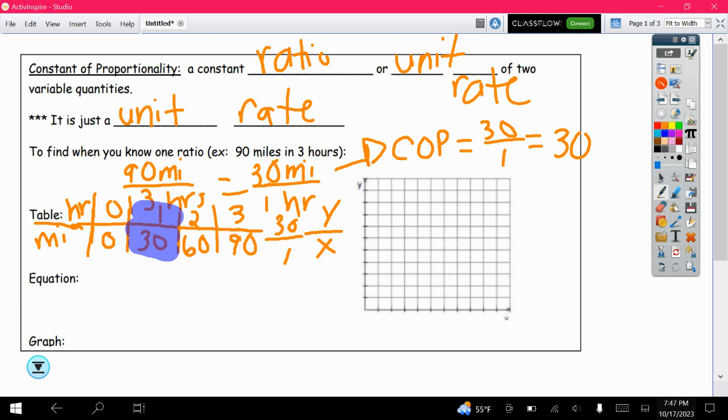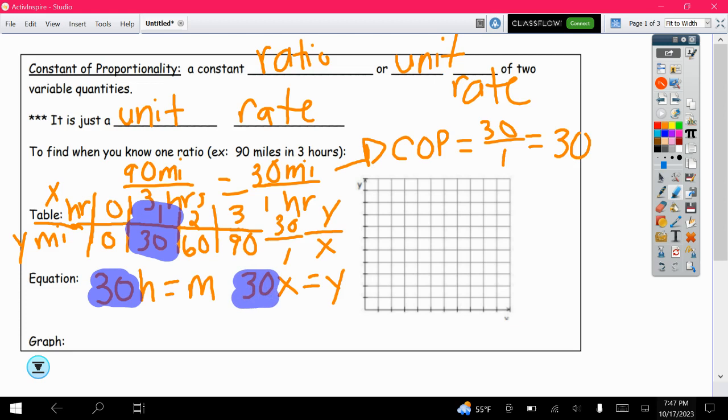Now, let's think about this in terms of an equation. So yesterday we talked about writing equations where we're going to do our unit rate, 30, times our number of hours is equal to our total miles. So our constant of proportionality is the number that gets multiplied by our hours. Now, also think about this in terms of x and y, right? Hours is our x, miles is our y. So we can say 30 times x is equal to y. And again, we see our constant of proportionality is 30.